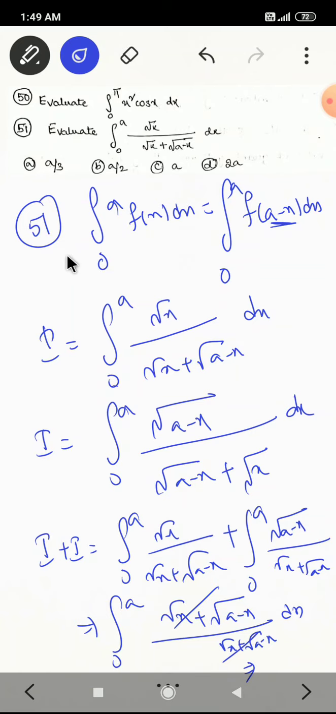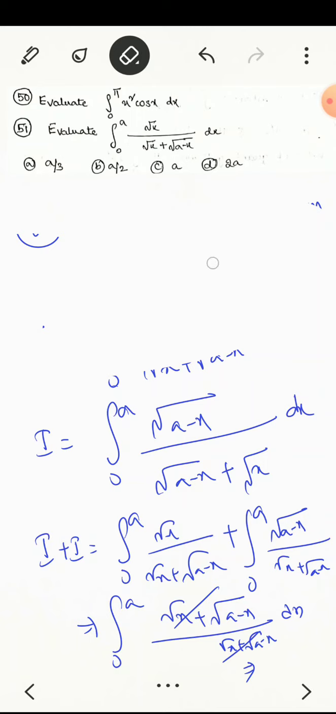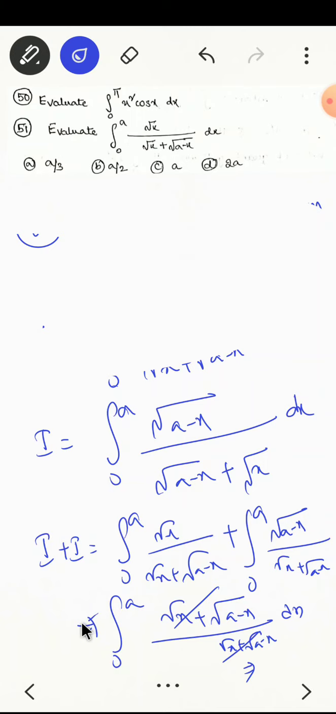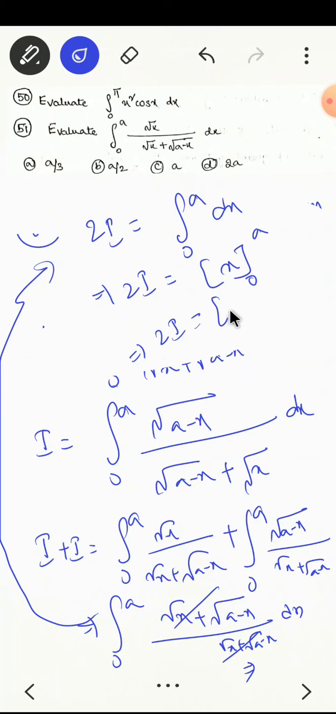So from the above step, 2I is equal to the integral from 0 to a of dx. Then 2I is equal to x, since the integral of 1 dx is x, from 0 to a. Then 2I is equal to a minus 0.